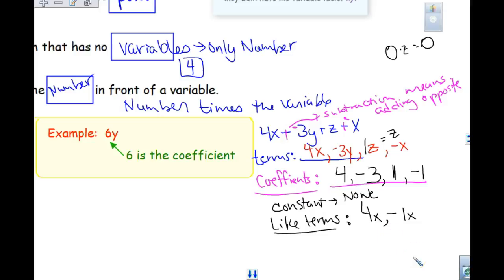So on the quiz next week and then your homework, I'm going to ask you, what are the terms? You're just going to list them. What are the coefficients? That just means the number that's times that variable. Constant is the number by itself. So vocabulary. Again, if you're struggling with vocabulary, make a flashcard. I'm not going to make you do it.